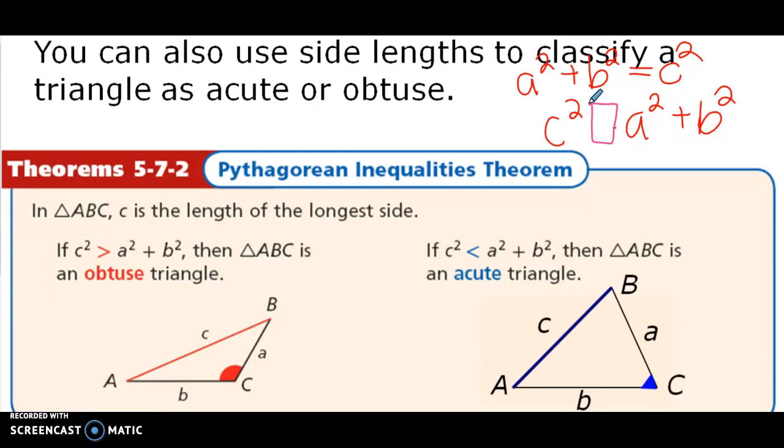But if our c squared is smaller than our a squared plus b squared, then it's going to make our triangle a lot smaller. So it's going to be an acute triangle.